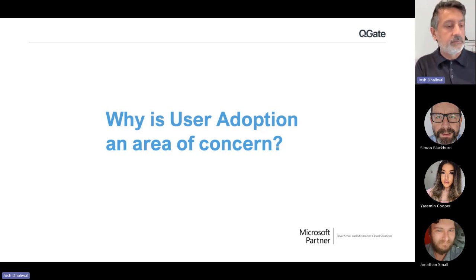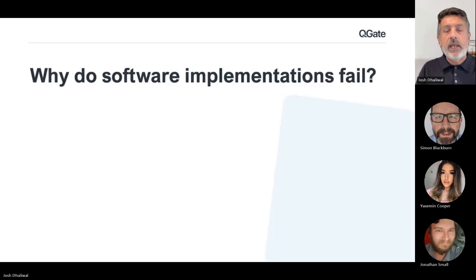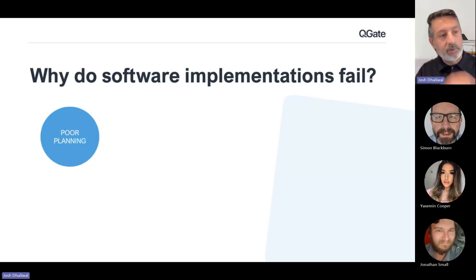So one of the things I want to look at first is, why do software implementations fail? And I'm going to kick off with poor planning.